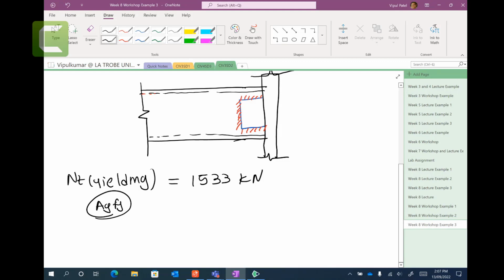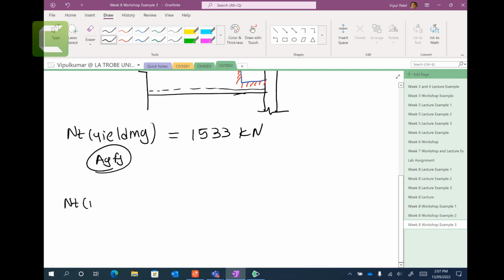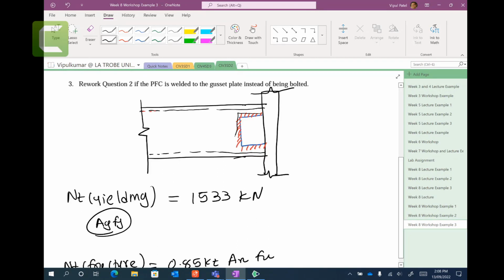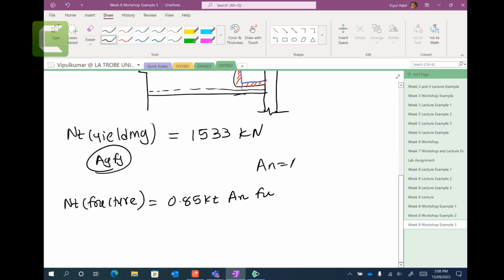Everyone agree with that? Now the difference comes in the fracture, because fracture is generally controlled by the holes that we put into the flange of that member. So we have the equation 0.85 KT net area times FU. Now we don't have holes. Look at this. We don't have any holes in the PFC parallel flange. So your net area equals the gross area. Do you agree with me? Your net area equals the gross area because we don't put any holes in that.